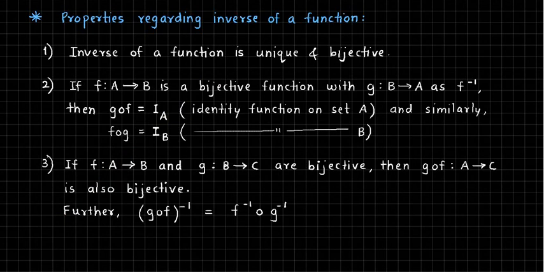So here identity function on set A means that if we take one element of set A and send it through the composite function g of f, then we will get back the same element in set A, alright, and the similar thing happens for the composite function f of g also for set B.